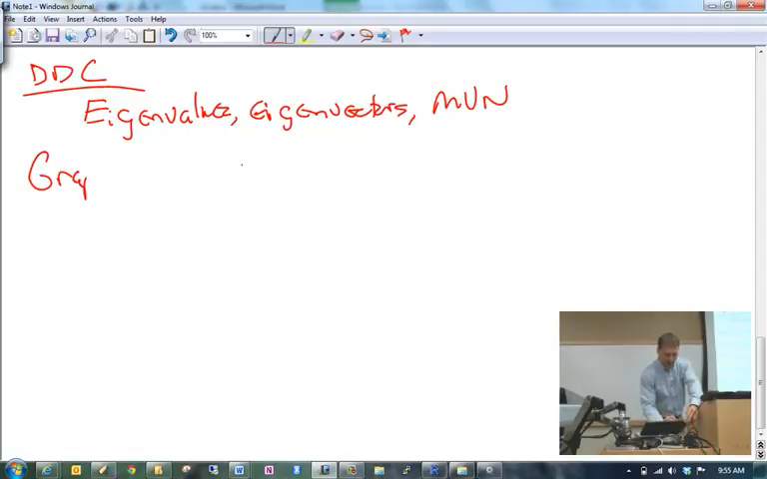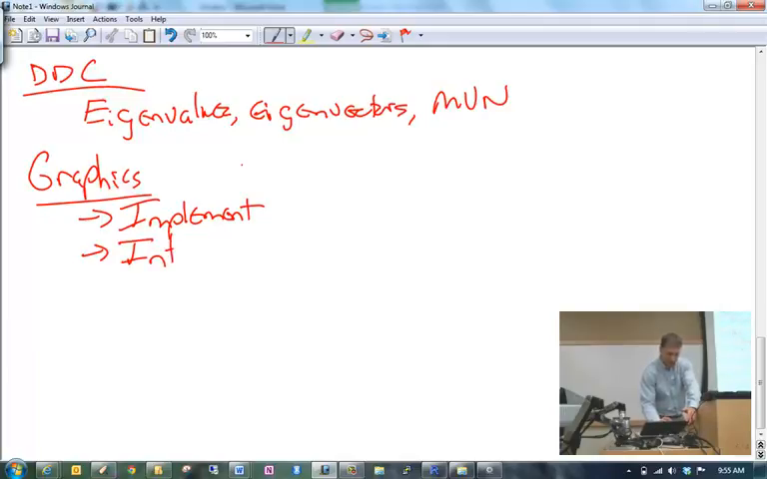Then the graphic section. The purpose of this, or I should say, just in general, is how to implement all these particular plots, and how to interpret all these particular plots that we looked at.